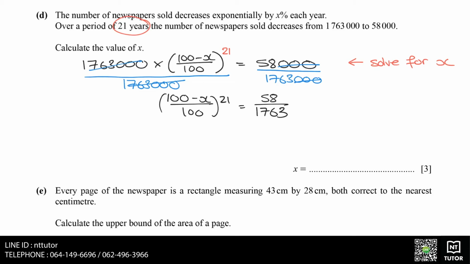To remove the power of 21, we can do the opposite of to the power of 21, which is the 21st root.